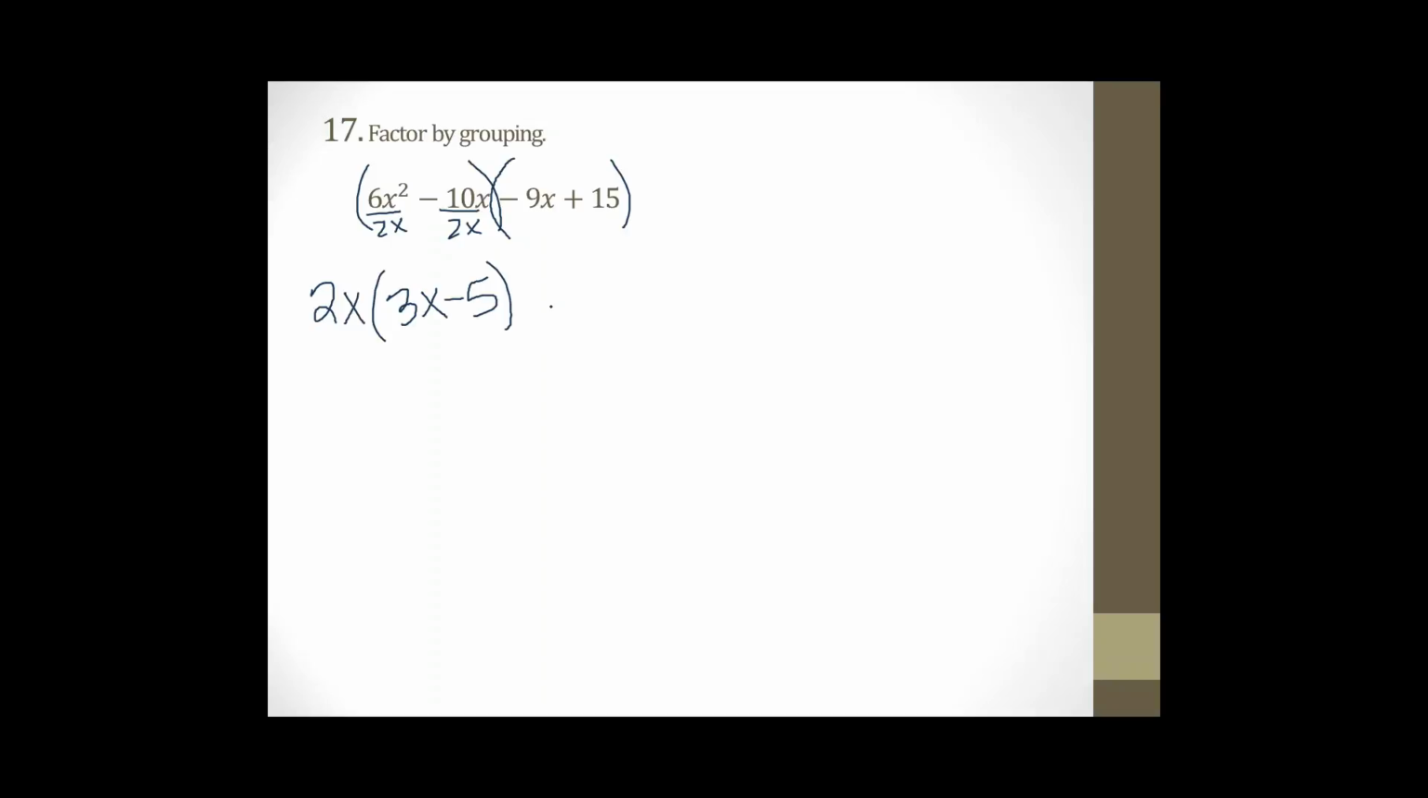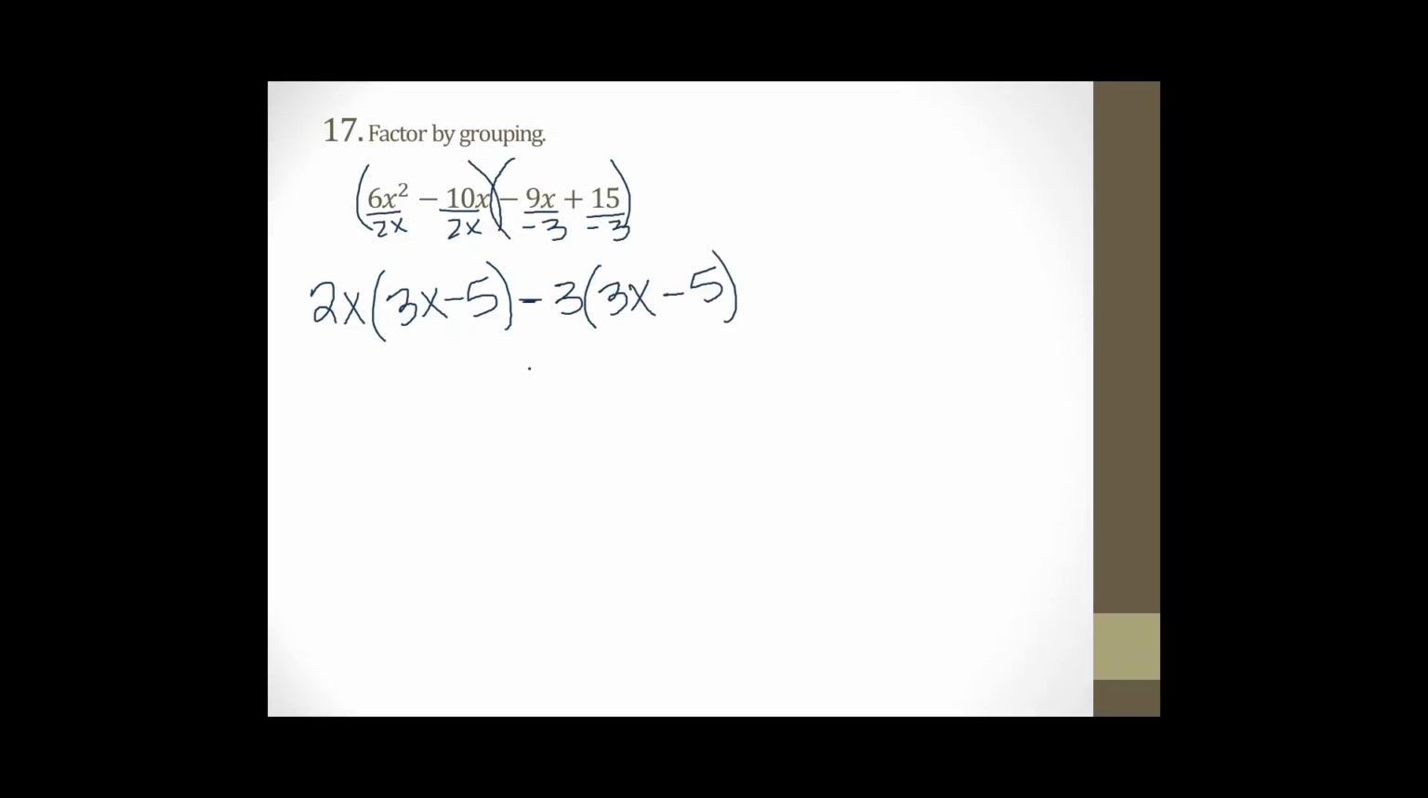Now, factoring by grouping, we want to do the same thing, take out the GCF here, but our goal is to get another 3x minus 5. So keep that in mind. That can help you figure out what to factor out. So I need to get a positive 3x in parentheses. I'm going to factor out not just a 3, but a negative 3. So that when I factor it out, I'll get that positive 3x that I need and that minus 5 that I need.